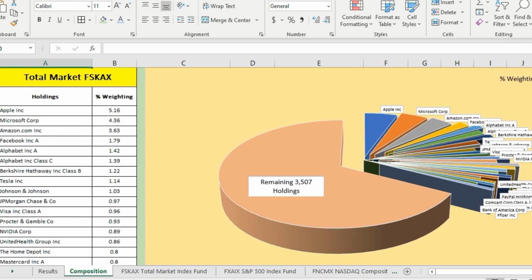Next up, we have the Total Market Fund, FSKAX, and it's very similar to the S&P 500, but not quite as much money is in the top 25 holdings. The top 25 holdings do get 33% of the index, which leaves only 67% for the remaining 3,507 holdings in this index fund. So yes, it's diversified. You have 3,532 holdings, but the remaining 3,507 after the top 25 only get 67% of the weighting.